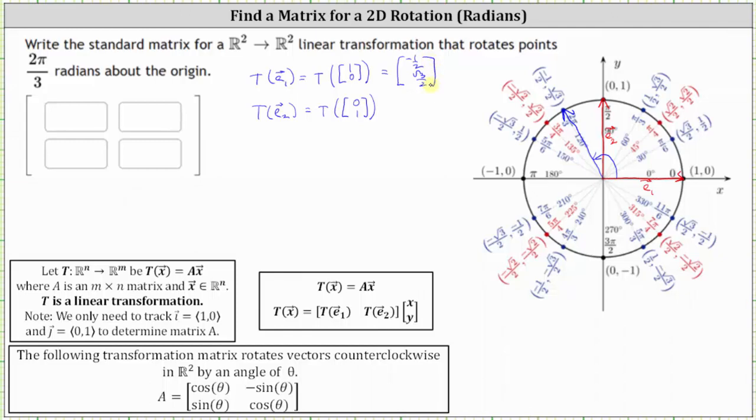Now let's find the transformation of the vector E sub 2, which is the vector graphed here in red, the vector 0, 1. To find the image of this vector under the transformation, we rotate the vector E sub 2, 2/3 pi radians, or 120 degrees, counterclockwise. The transformation of the vector E sub 2 is this blue vector here. And again, because we're on the unit circle, we know this vector is negative square root 3 divided by 2, negative 1/2.